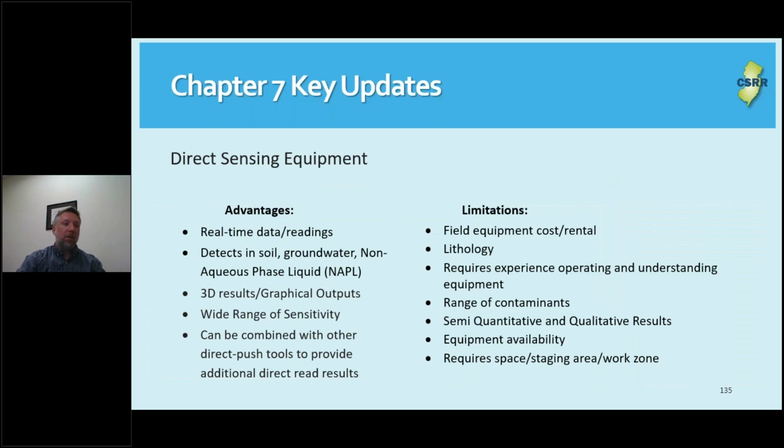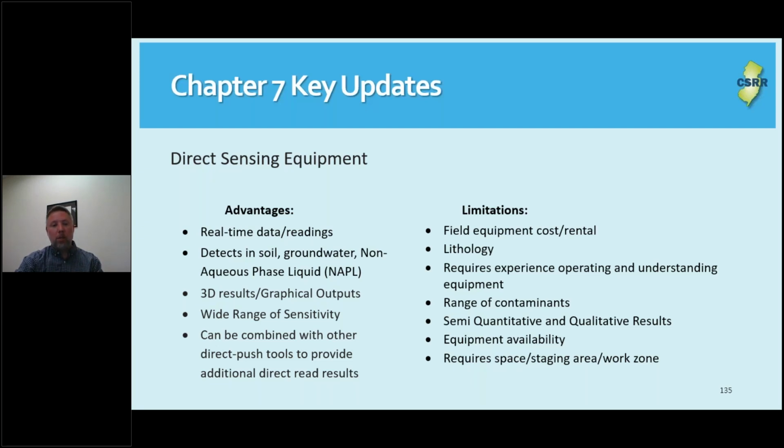The advantages and limitations of this type of direct sensing equipment include being able to detect both in soil and groundwater, as well as NAPL, separate phase. As I mentioned before, you can have the graphical and 3D outputs, which can help you with your site conceptual model. These also can be provided, as I mentioned, with the various different direct push tooling equipment that can give you some supplemental details about lithology or hydraulic conductivity or chemical specific outputs. So understanding what your desired goals are is key.